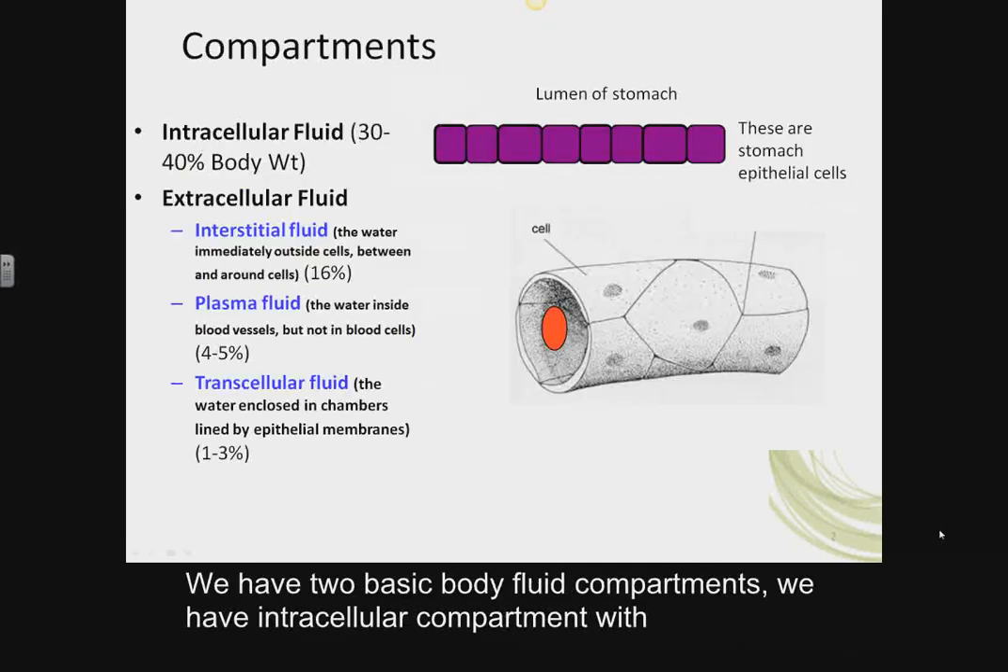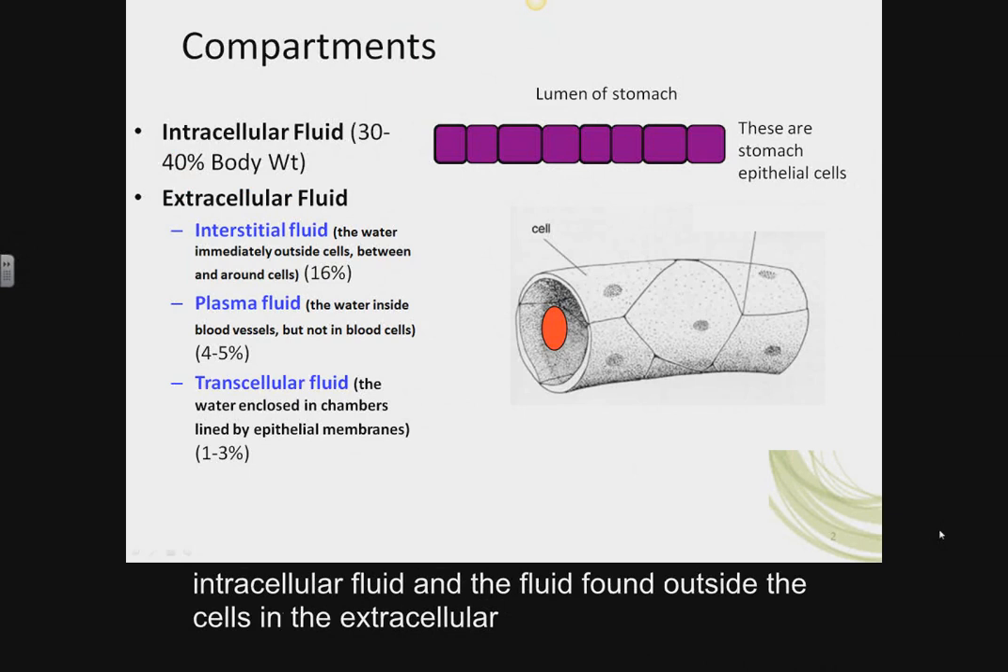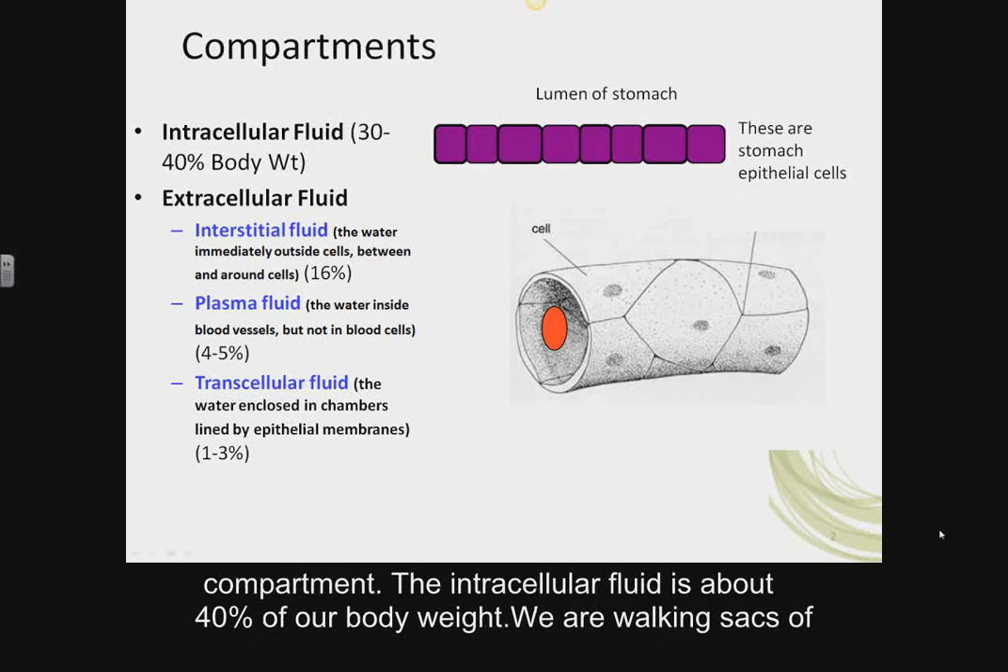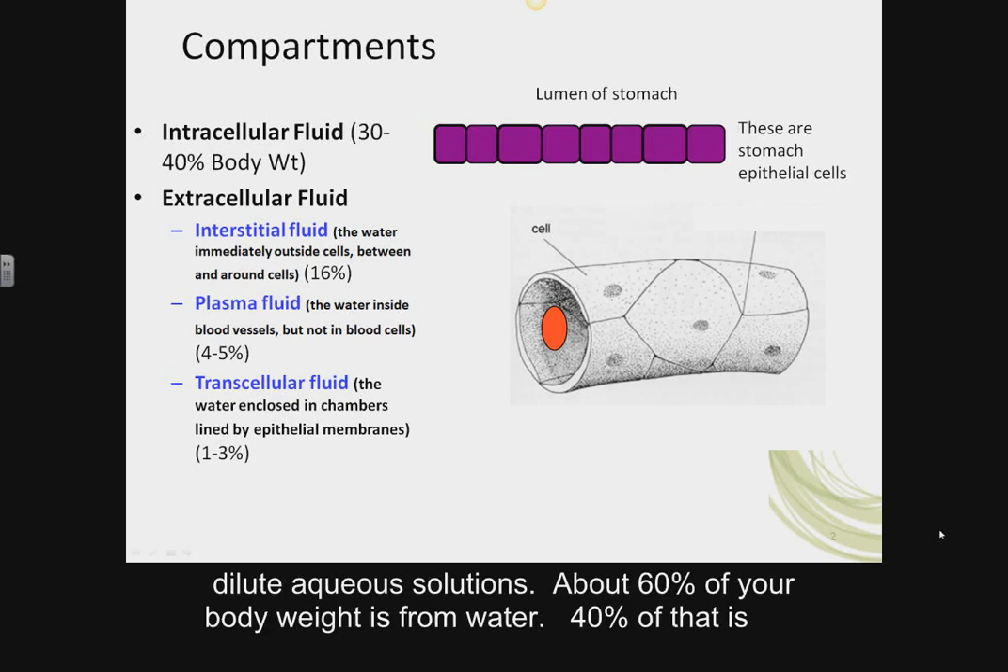We have two basic body fluid compartments, which we have already learned, of course. We have the intracellular fluid compartment, with the intracellular fluid being most abundant in potassium. That's one electrolyte we're going to cover today. And then, of course, there is the fluid outside the cells in the extracellular fluid compartment. The intracellular fluid is about 40% of our body weight. We are walking sacks of dilute aqueous solutions.